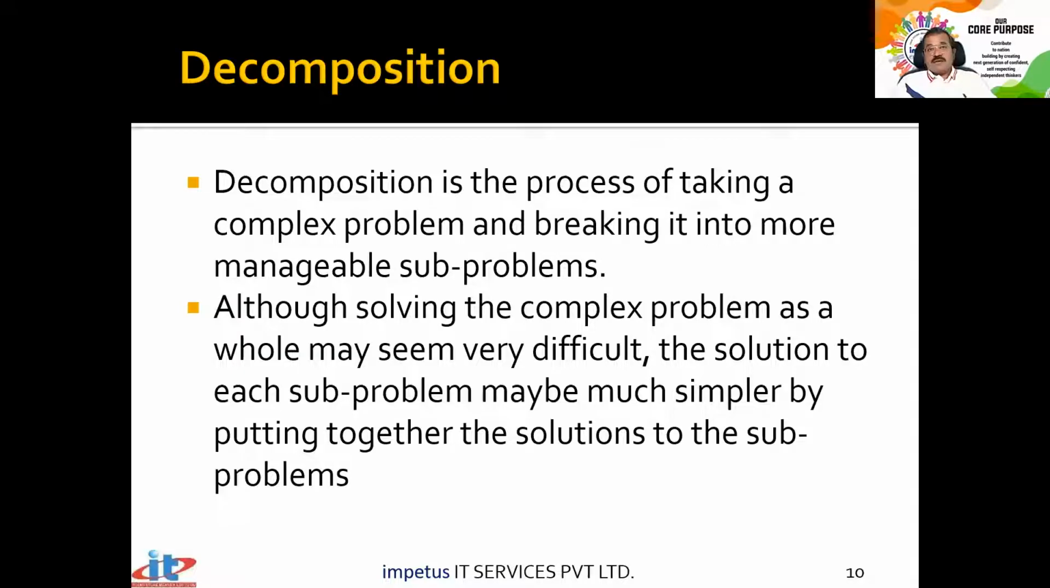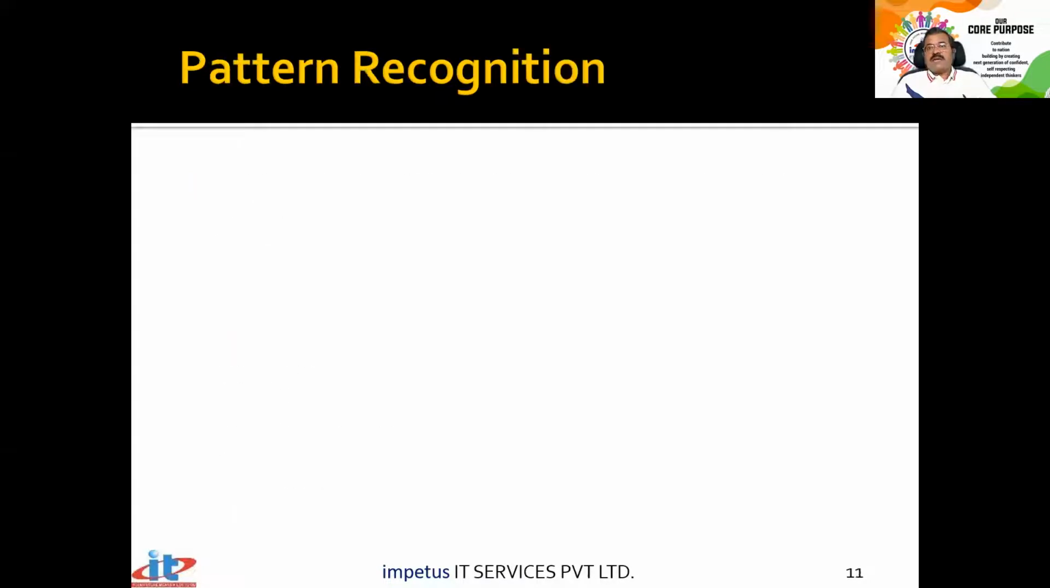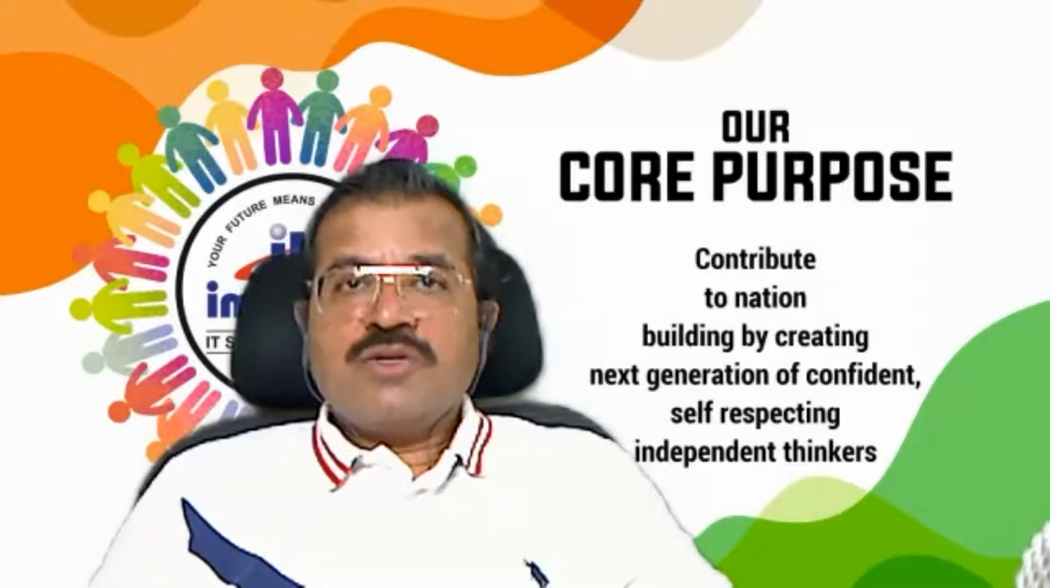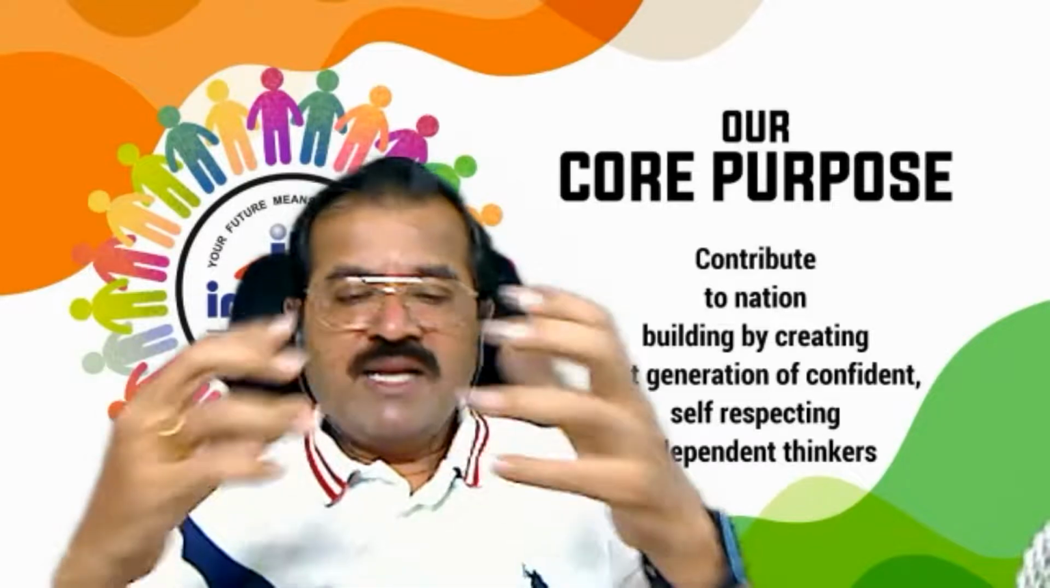The second pillar of computational thinking is pattern recognition. What comes to your mind, Shreyash, when we say pattern recognition? Similarities. Correct. Similarities in two objects which are related. Okay. Now he has very nicely identified it.